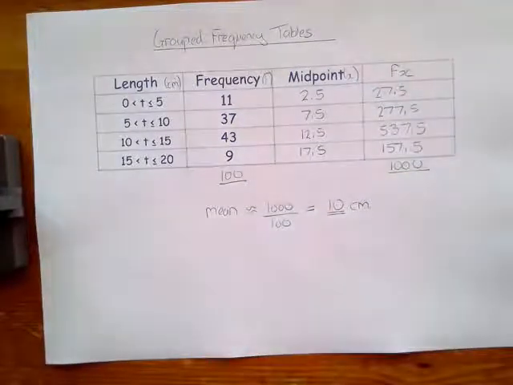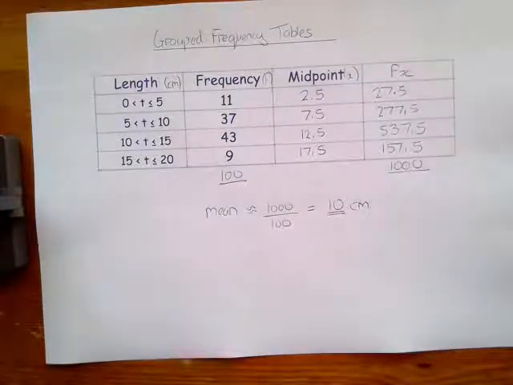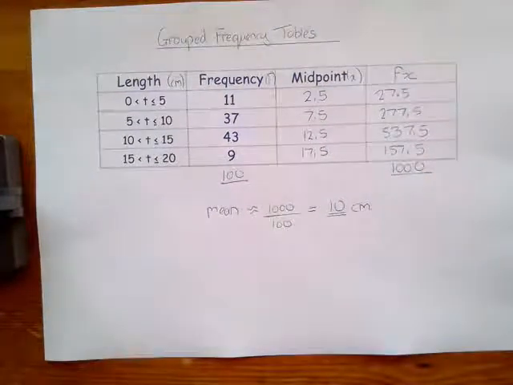The mean length of whatever this is, I don't know what, maybe they're worms. Maybe somebody's gone into the garden and dug up some worms and they've measured them all and put them in this little table, 100 worms. I don't know. Maybe. You can get worms 20 centimetres long, so yeah, I'm happy with that. I like that. So anyway, mean comes out to be 10 centimetres.